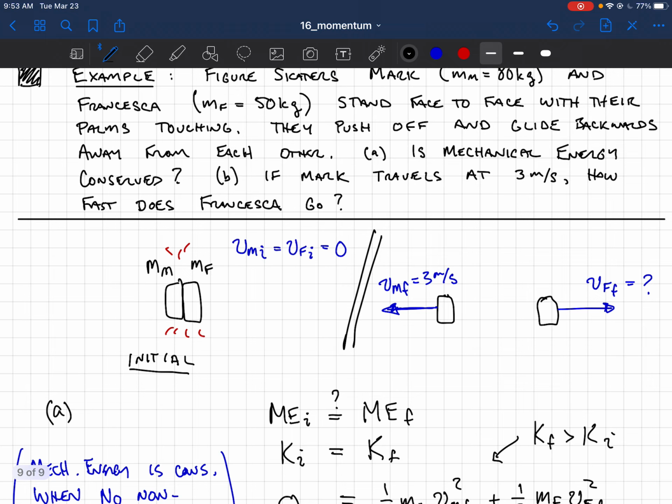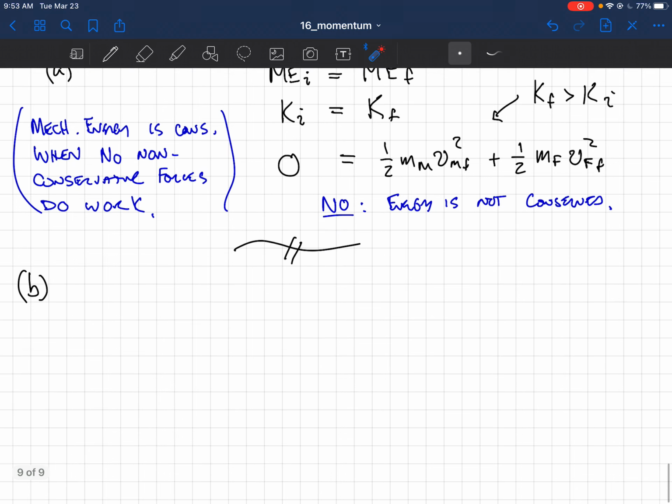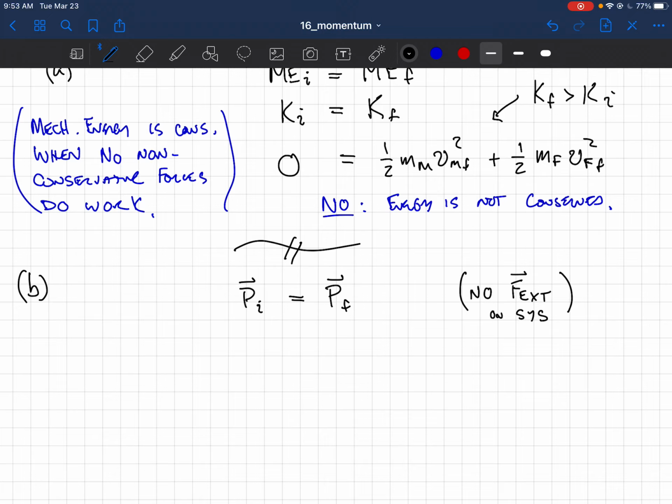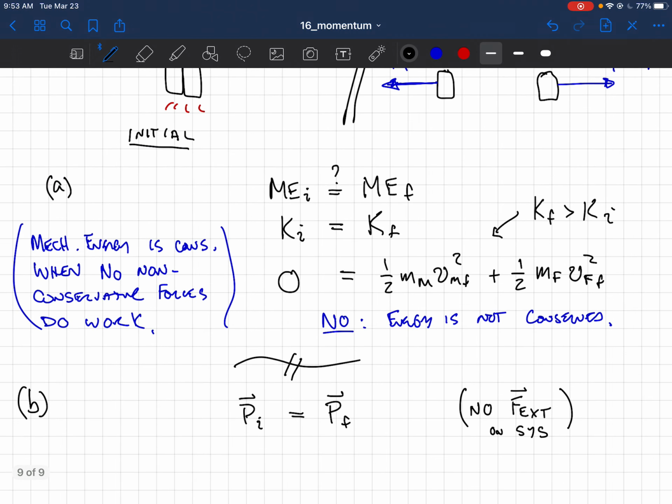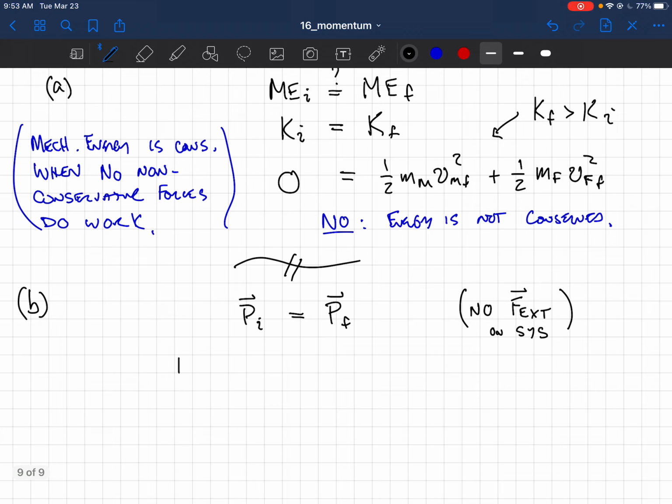So what about part B? Part B says, if Mark is traveling at 3 meters per second, how fast is Francesca going? So we need to figure that out. So the initial momentum should be equal to the final, as long as there are no external forces on the system. So again, on ice, there's no friction, there's no gravity, the ice is not at an angle, so that means there's no external forces. And now we need to write it out.